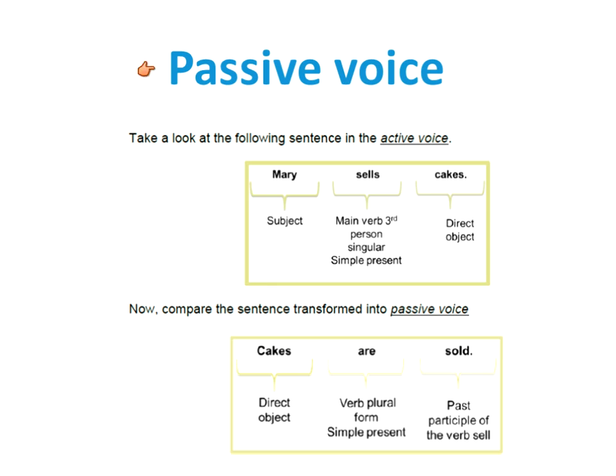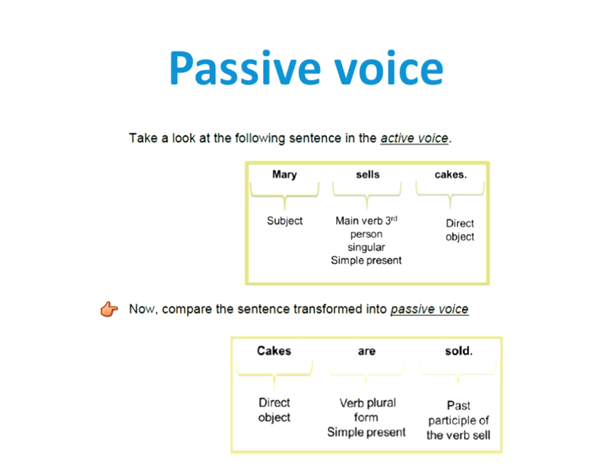So let's check the first topic, the passive voice. Take a look at the following sentence in the active voice. Mary sells cakes. So first there is the subject, there is the verb, the main verb for a third person singular in simple present. Remember that for third person, the verb ends in an S sometimes, like in this. And finally, the direct object.